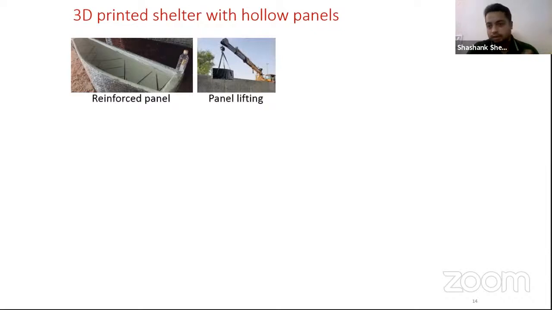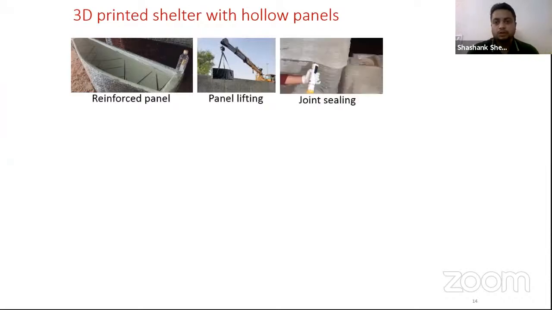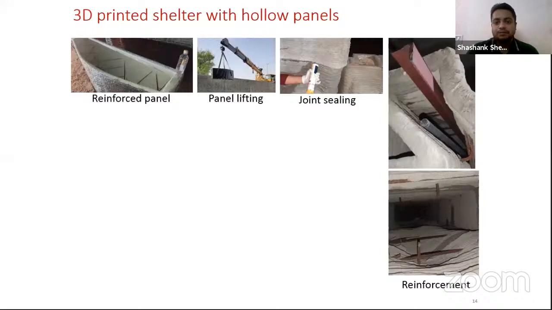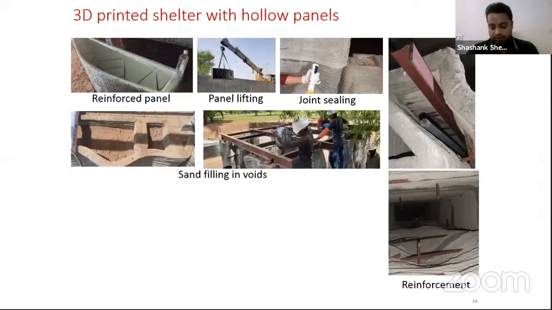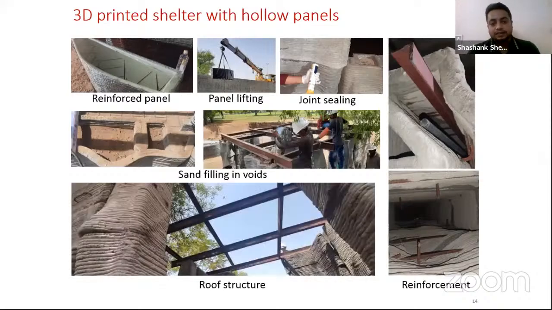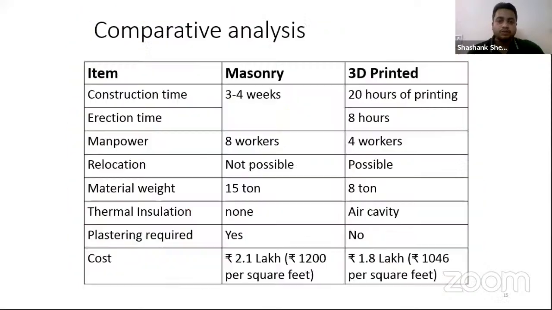So basically, this project was done in parts. We printed small segments, then erected them using cranes, and then we integrated them vertically using vertical reinforcement like angles and rebars, and then filled the hollow core using the local soil to make it more cost effective, and then put the roof on.